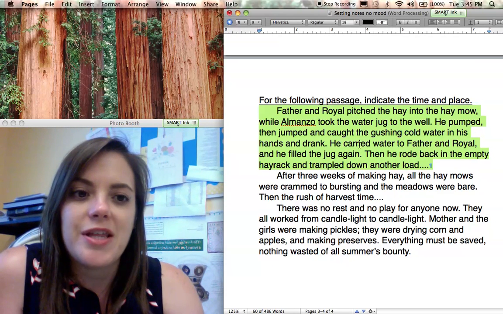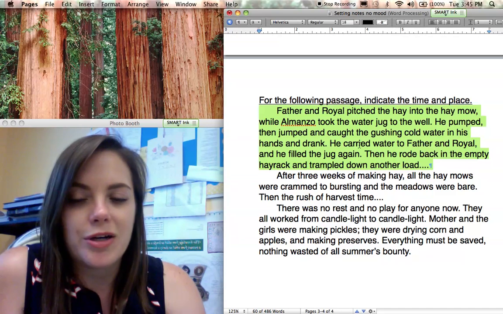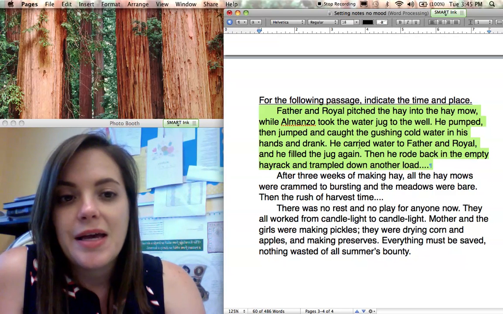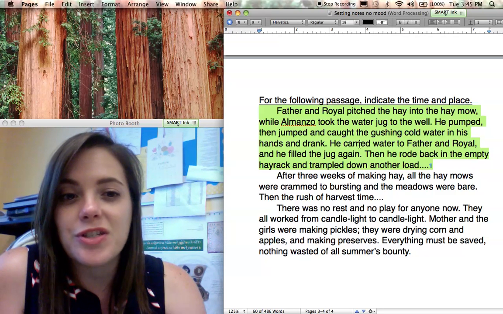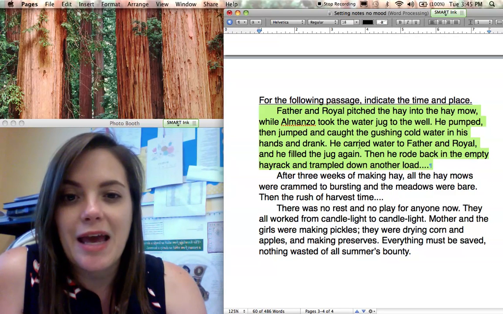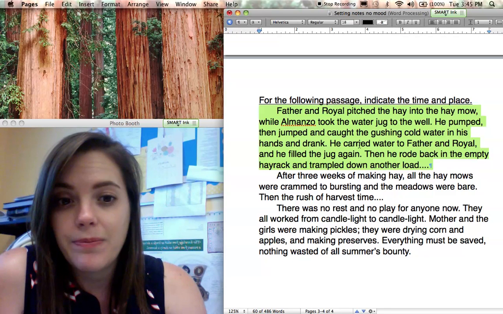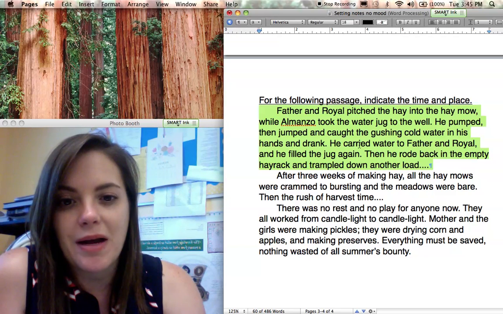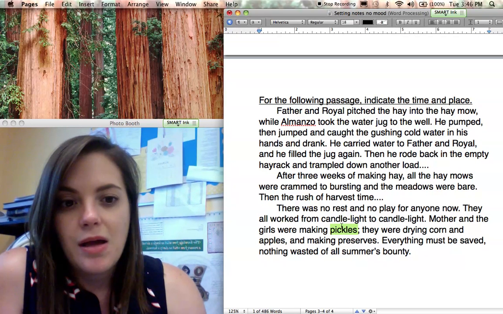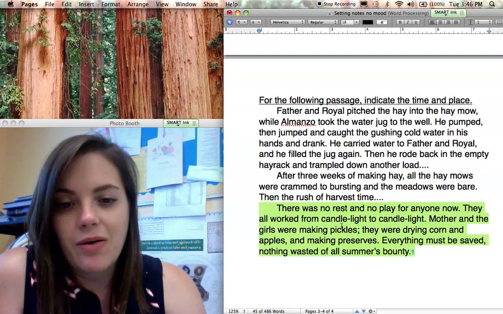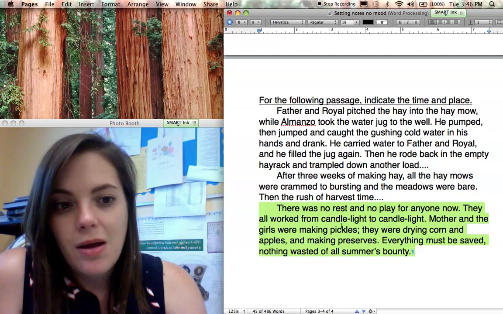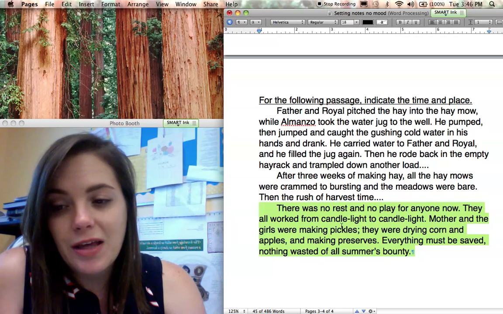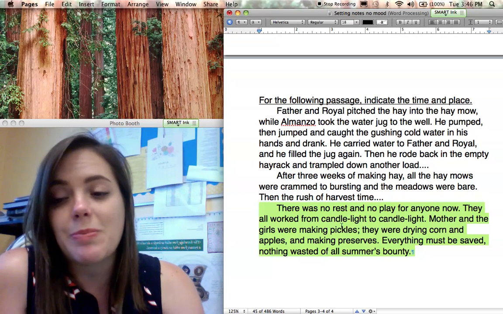Father and Royal pitched the hay into the haymow, while Almanzo took the water jug to the well. He pumped, then jumped and caught the gushing cold water in his hands and drank. He carried water to Father and Royal, and he filled the jug again. Then he rode back in the empty hay rack and trampled down another load. After three weeks of making hay, all the haymows were crammed to bursting and the meadows were bare. Then the rush of harvest time. There was no rest and no play for anyone now. They all worked from candlelight to candlelight. Mother and the girls were making pickles. They were drying corn and apples and making preserves. Everything must be saved, nothing wasted of all summer's bounty.